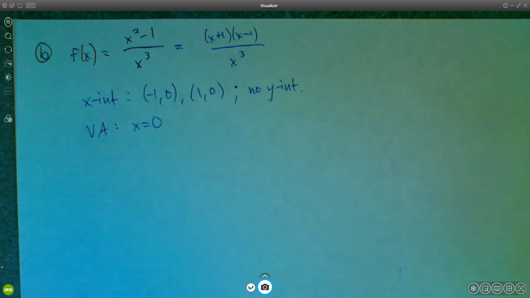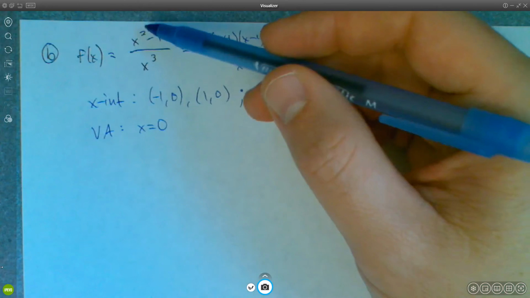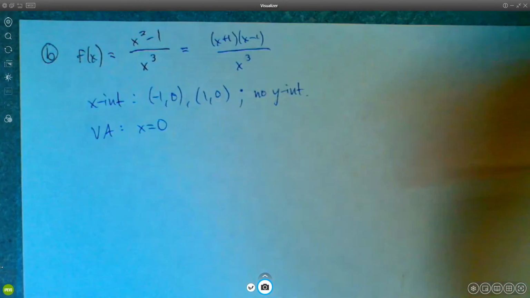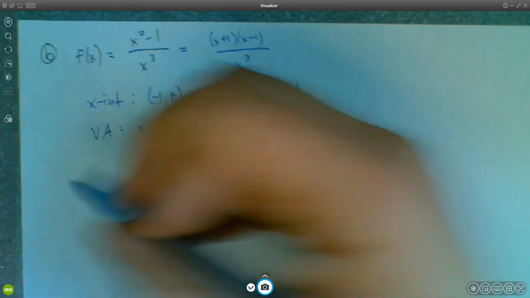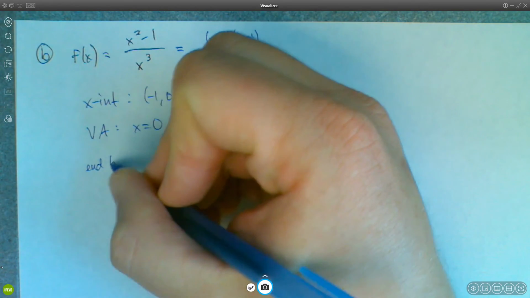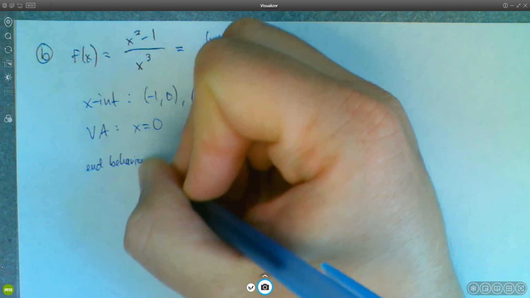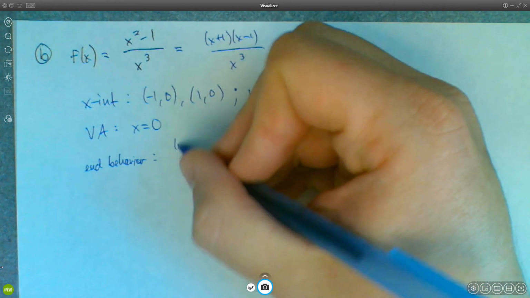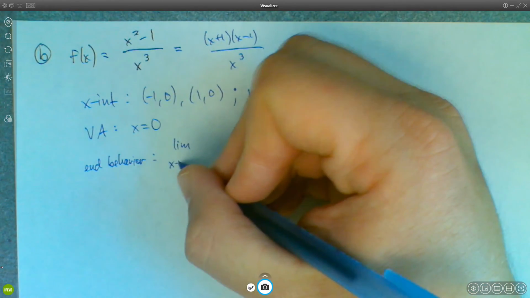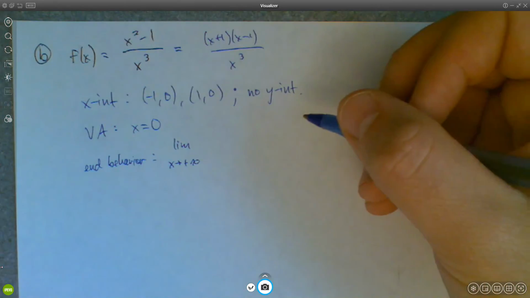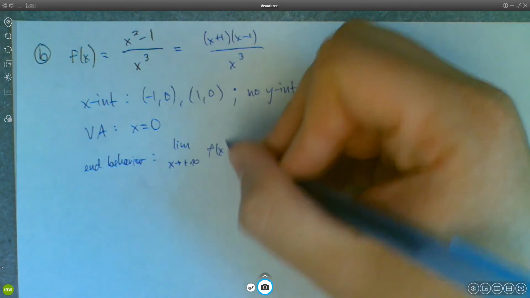Okay, so that's good. As far as end behavior is concerned, again, the degree of the numerator is less than the degree of the denominator, so I know that I don't have an oblique asymptote. I must have a horizontal asymptote then. And what's it going to be? Well, let's check it out. Limit as, we'll say, x goes to positive infinity of f of x.